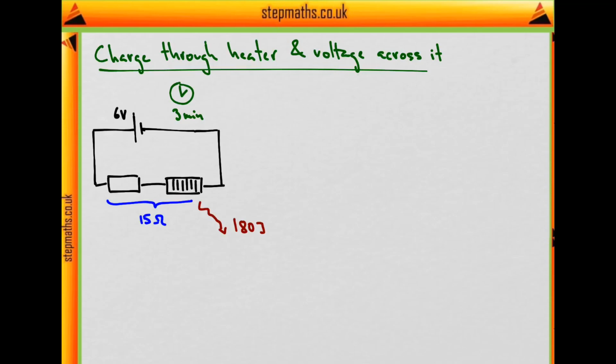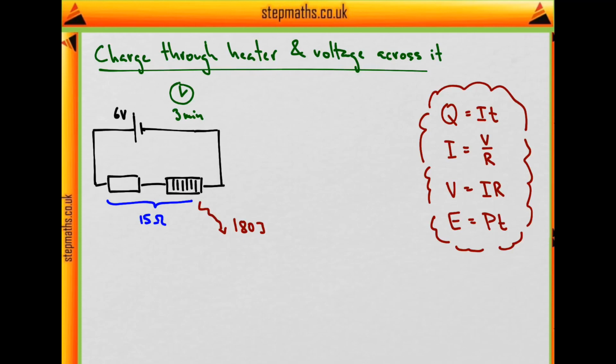The total resistance of the two elements is 15 ohms. And we're supposed to find the charge that flows through the heater during this time and the voltage across it. So here are 4 formulas which you should know and which we will be using throughout. So maybe you can give it a go yourself and try and use these formulas in the right order to work out the two quantities.